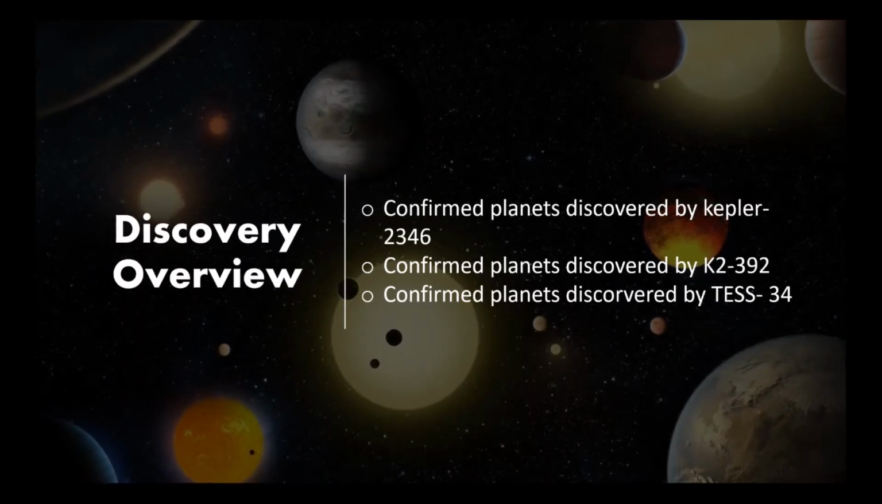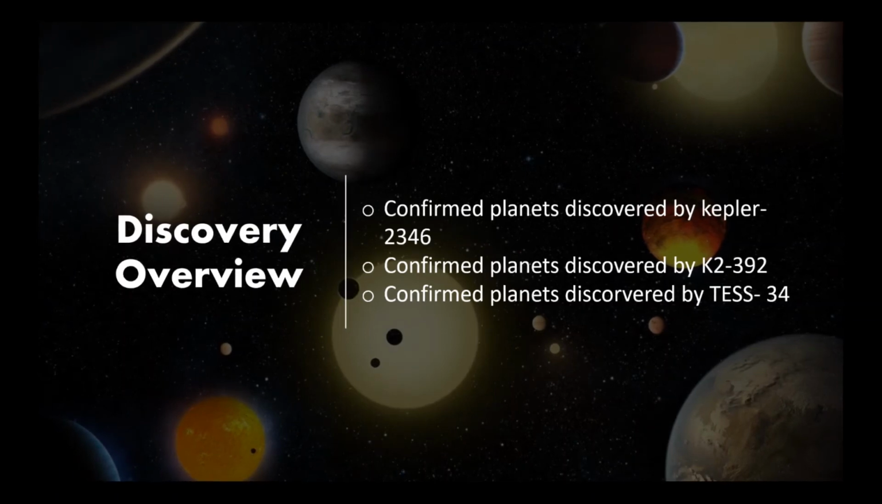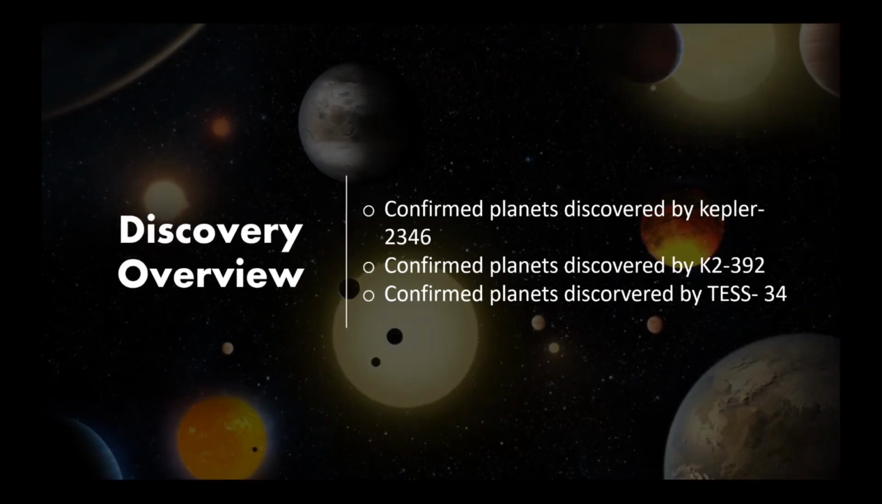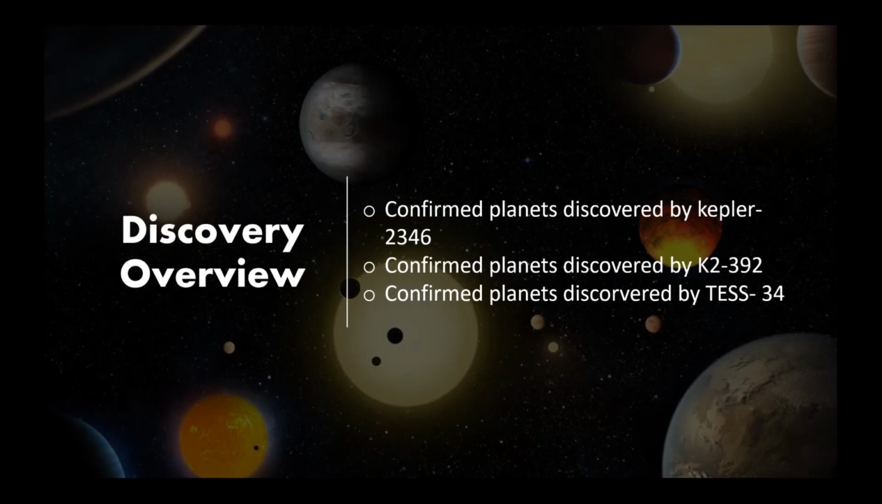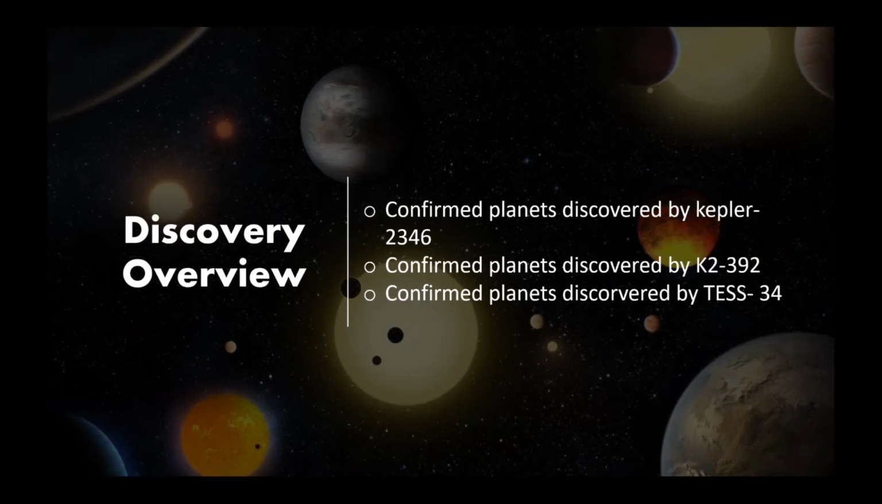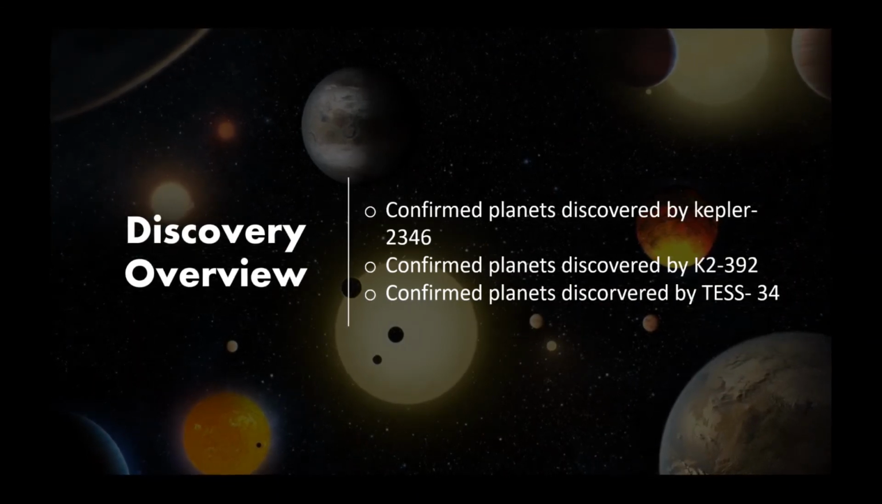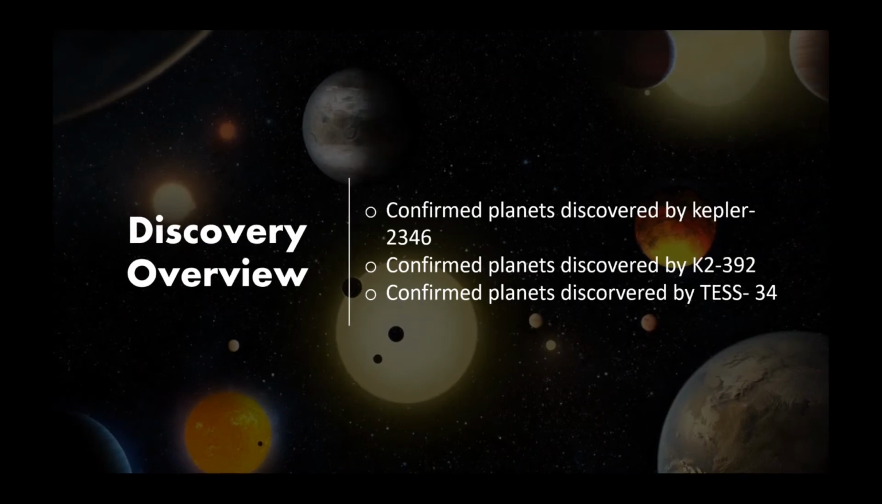Kepler discovered that 20 to 50% of the stars we see in the night sky are likely to have small, rocky, Earth-sized planets within their habitable zones, which means that liquid water could pool on their surface and life as we know it could exist on these planets.